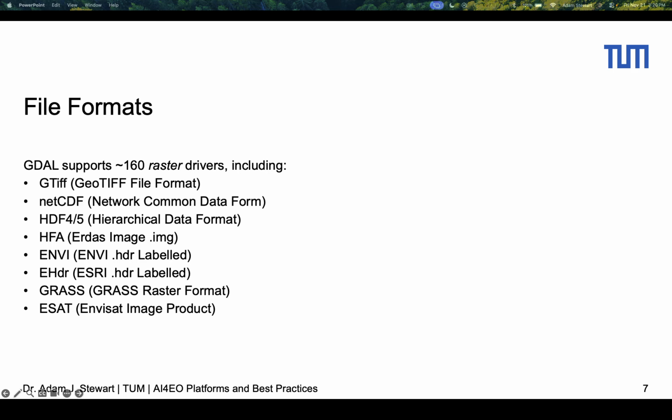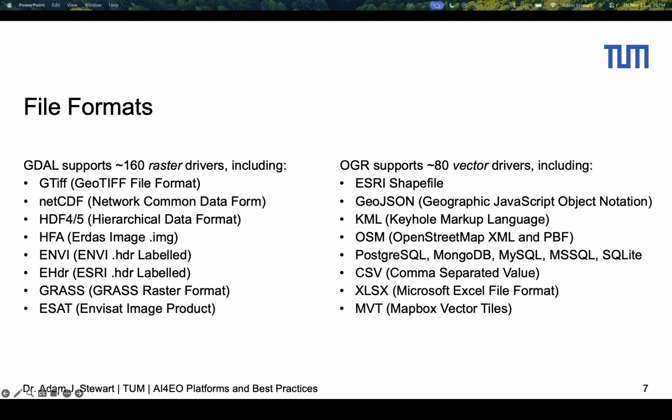So there's unfortunately a lot of different file formats. Luckily for you, part of the reason that GDAL is so important and is such a strong core of the ecosystem is because GDAL can read basically every file format ever written for satellite imagery. So in the raster space, there's over 160 drivers for everything from GeoTIFFs, NetCDFs, HDF4 and 5, etc. In the vector space, there's another 80 drivers for things like shapefiles, GeoJSON, KML, etc.